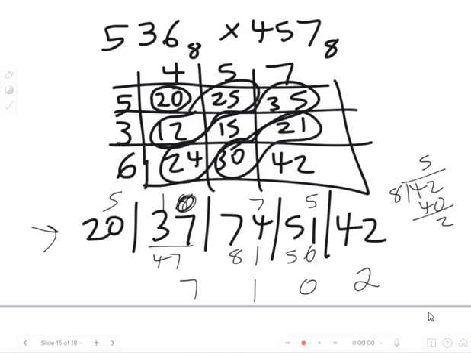5 plus 20 is 25. 25 divided by 8 is 3. 3 times 8 is 24, plus 1 is the remainder. And then I bring down the 3. So my answer is 317102 base 8, exactly what we got in the last method.